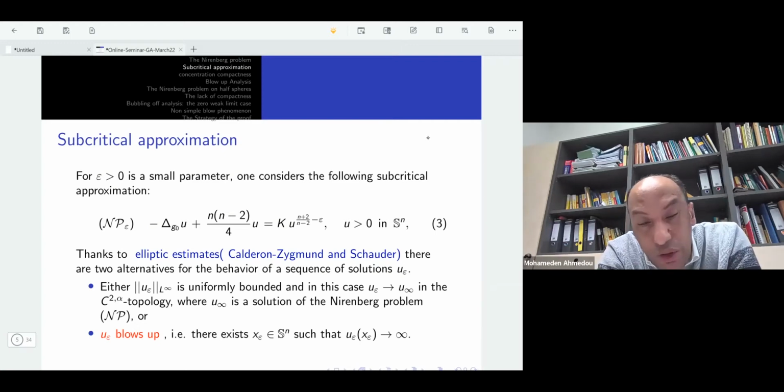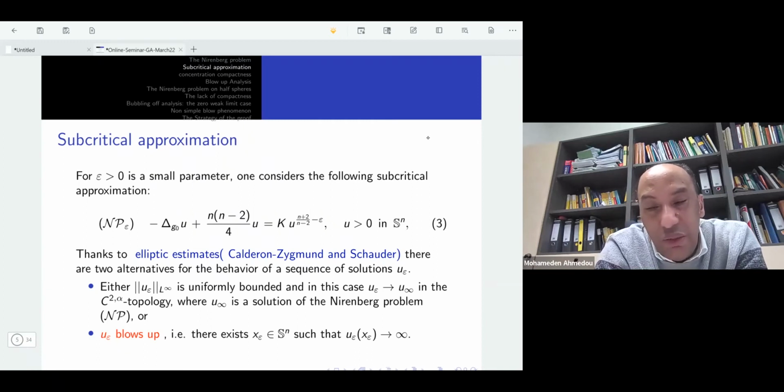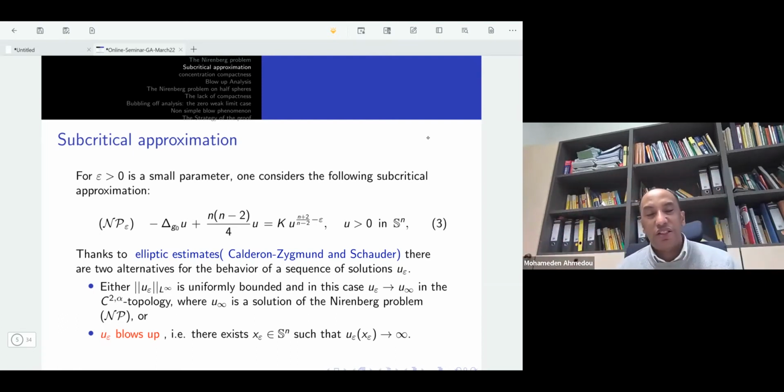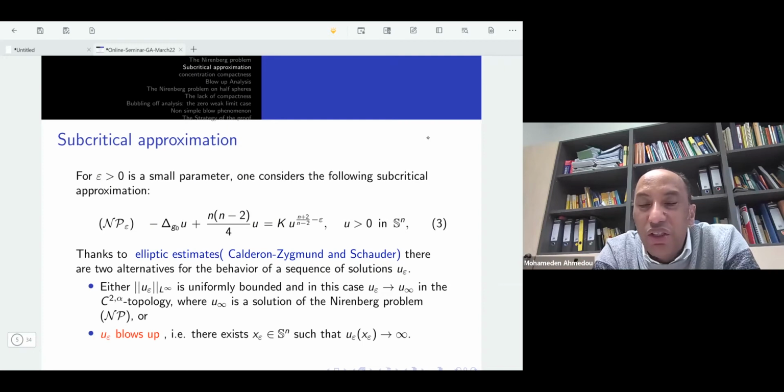Then you want to understand the behavior of this epsilon, the convergence of this sequence of u epsilon. And then if you use the elliptic estimates, you see that actually there are two alternatives. Either the infinity norm of u epsilon is uniformly bounded, and in this case, elliptic estimates tell you that you are bounded in all spaces, and then you will converge in the C^{2,alpha} topology to a function, and this function will solve the Nirenberg problem. So this is the good case.